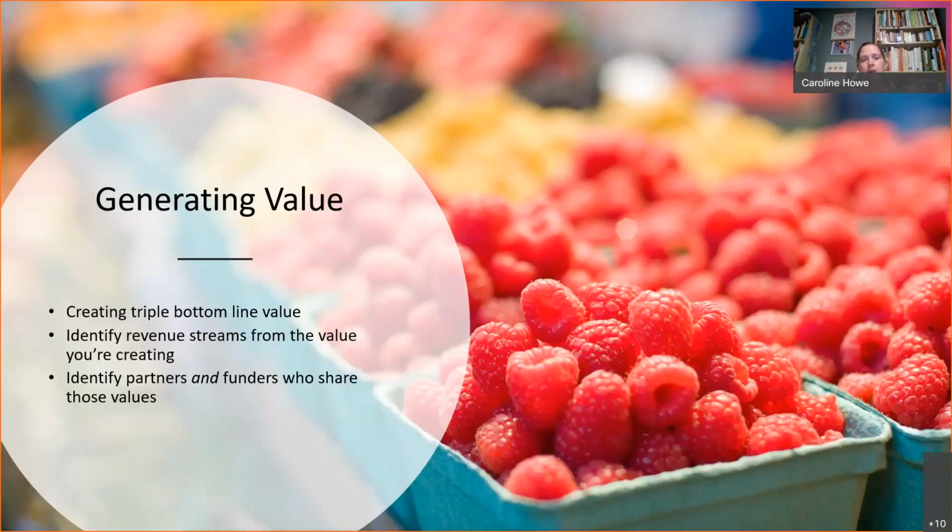So when we're thinking about how we are selling our products and services, first create that triple bottom line value. If your business is creating a solution that is valuable for the environment, the economy, and the community, then you can look at, well, what are the revenue streams? The community will pay you ideally for the value you're creating for them. If not, if your customer won't pay you for what you are creating for them, then you either need to reassess or you need to find the partners and funders who do share those values.